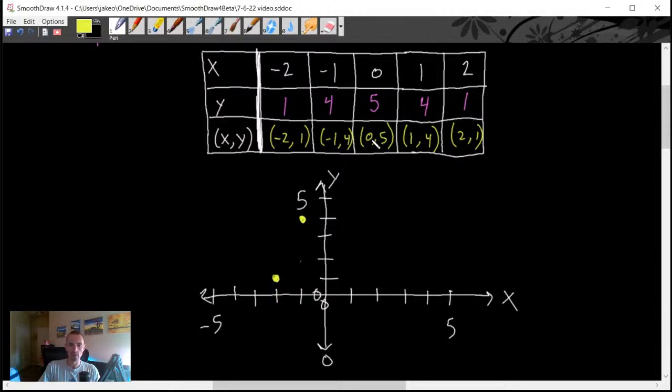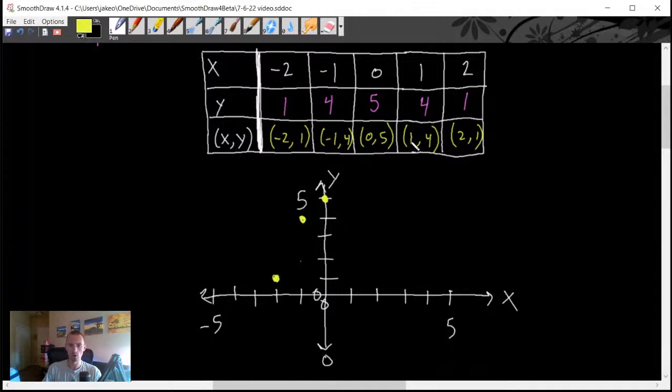Okay. So then we have 0, 5. Whenever one of those numbers is 0, that means you're going to be on one of these axes. Since the first number is 0, we don't go left or right at all. We just move 0 units, so we stay at our y-axis. Then we're going to go up or down from there. Since our second number is 5, that's positive, we're going to go up 5 units from there. So up 5 units on the y-axis puts us right there.